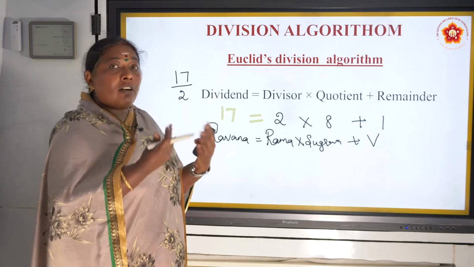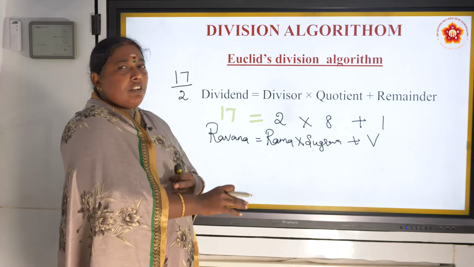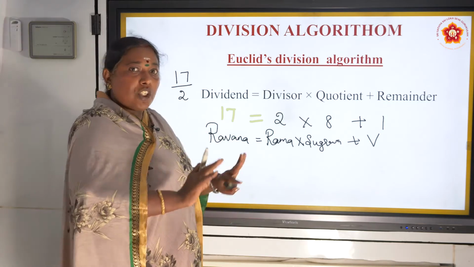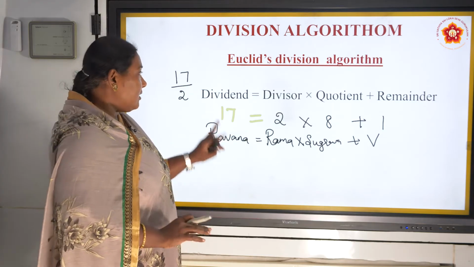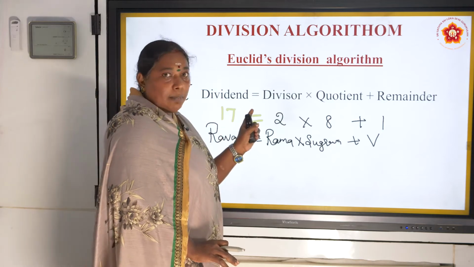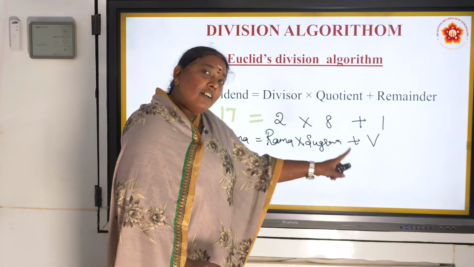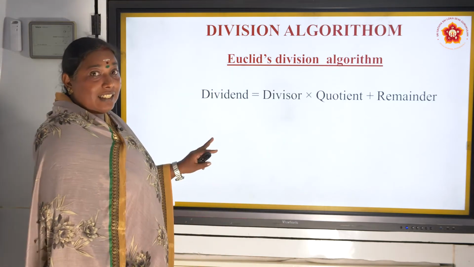So our maths is not only for the maths world. It is derived from our real life only. We can compare each and every formula with our real life, but I am just giving an example for this. I think you will never forget this. So Ravana is defeated by Rama with the help of Sugriva and the remainder is Vibhishana. Correct? So I think it's clear now.